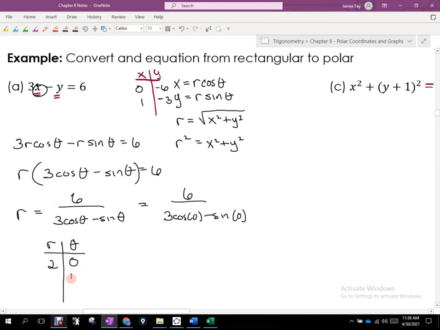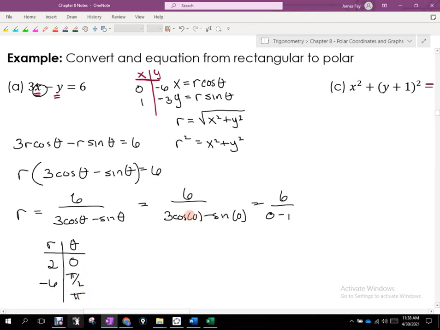But maybe pi over 2. If I try pi over 2, what's cosine of pi over 2? 0. What's sine of pi over 2? 1. So you get 6 over 0 minus 1 gives me negative 6. Okay. I can try pi.